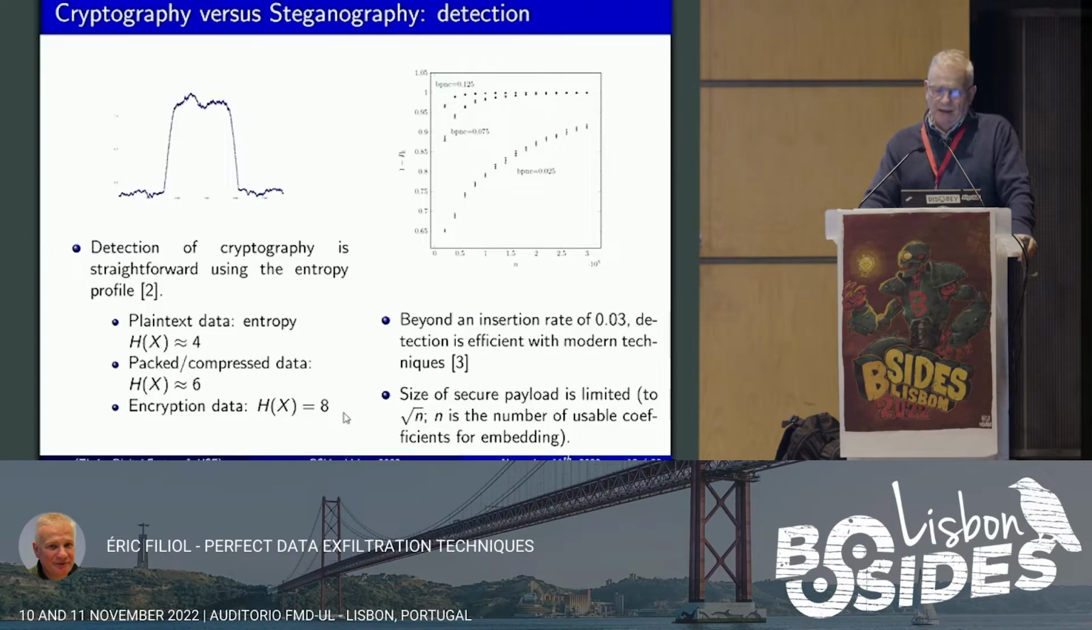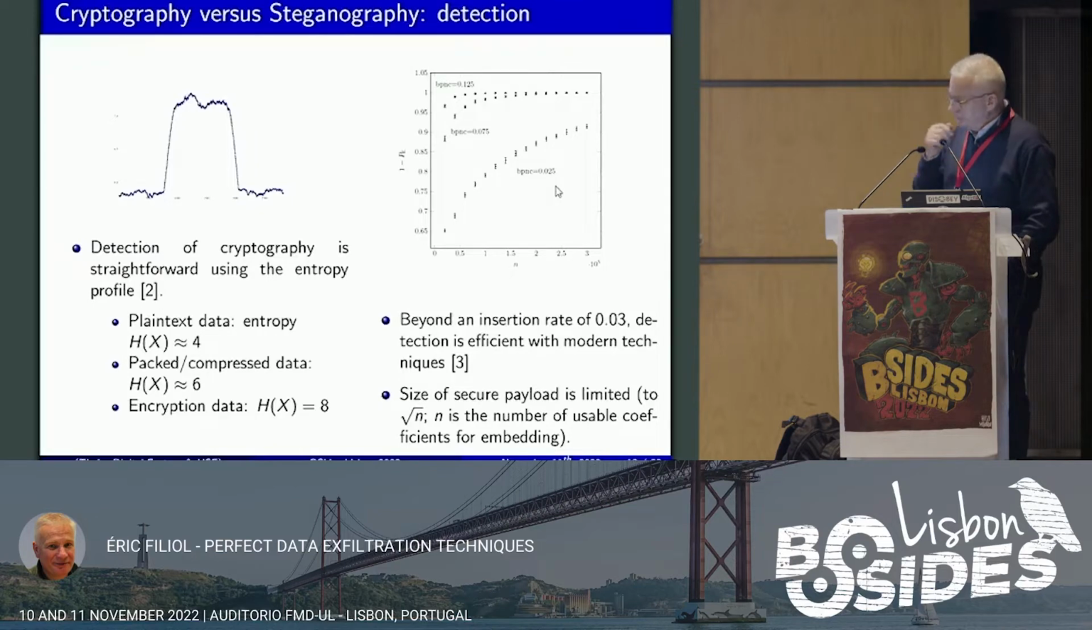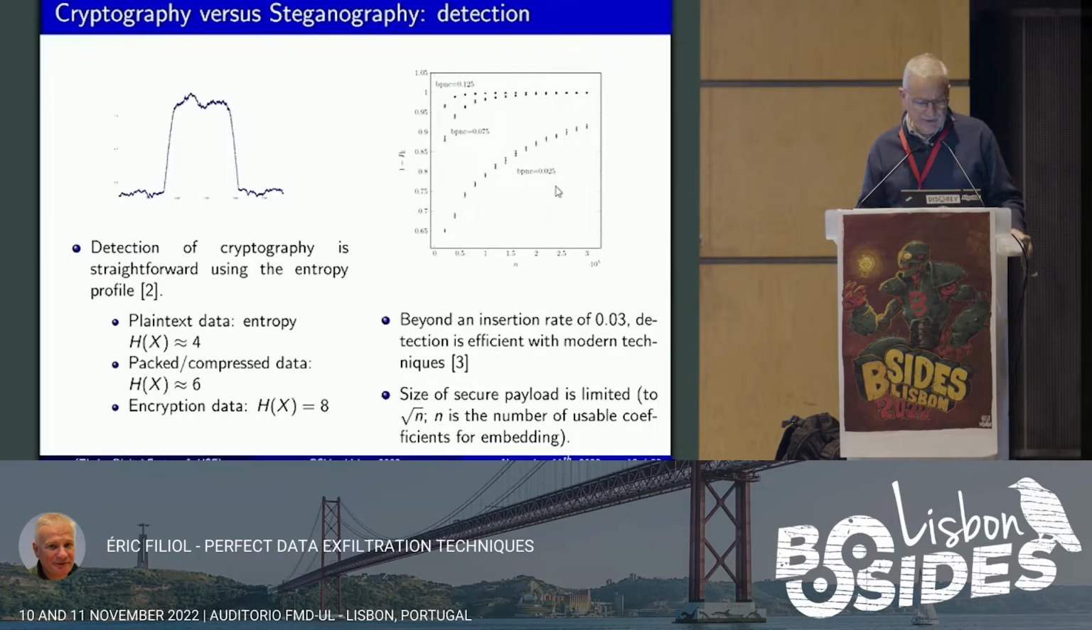encrypted data. As far as steganography is concerned, this drawing shows that whenever you go beyond 3% of the exportable bits, for example the least significant bit in a JPEG image, there are efficient techniques we are able to use to detect and discriminate between a normal image and a steganography image.